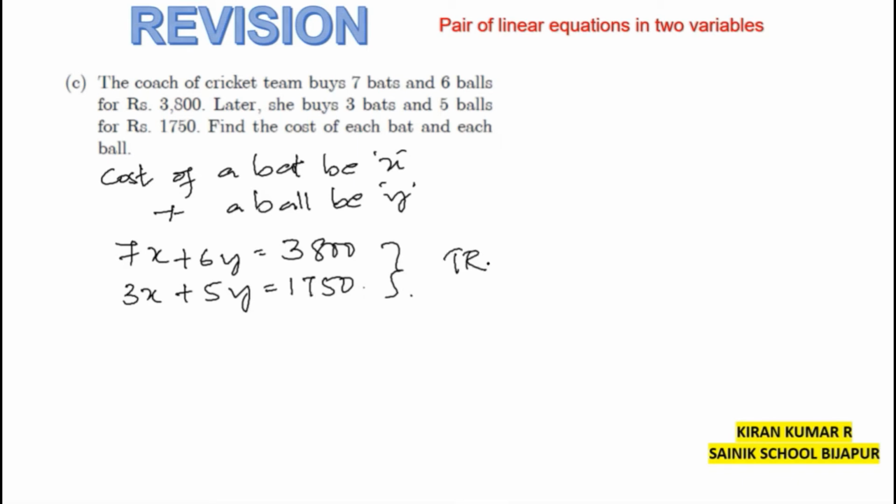I want you to try this. Once the equation is there, it becomes easy to find x and y values. Upon solving, probably you'll get x value as 500 and the value of y as 50. Try this. So you will get rupees 500 as the cost of each bat and rupees 50 as the cost of each ball. I want you to solve this.